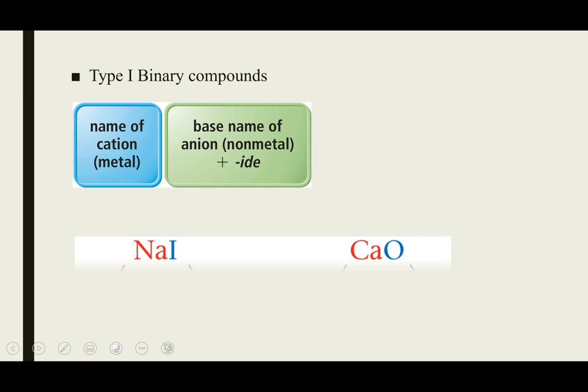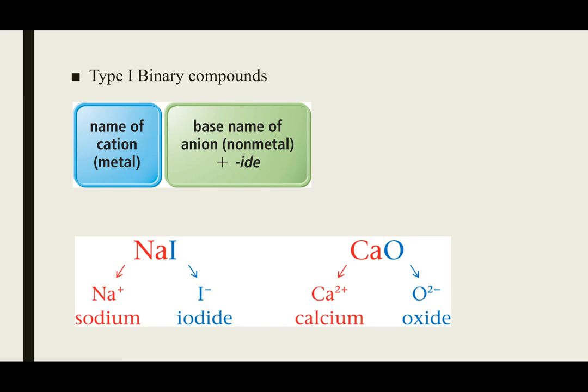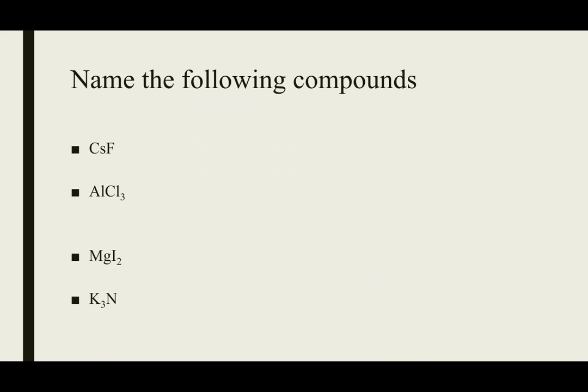Bing, bang, boom. So if I wanted to name NaI, I name the cation, sodium. I name the anion, iodide. Remember, change the ending to "ide." And that's the name of my compound, sodium iodide. Same thing for CaO. Ca is calcium. O is oxide, so my compound is calcium oxide. So when we are naming these compounds here, we're just going to name the cation. So Cs is cesium. F is fluorine, but it's the anion, so it becomes fluoride.